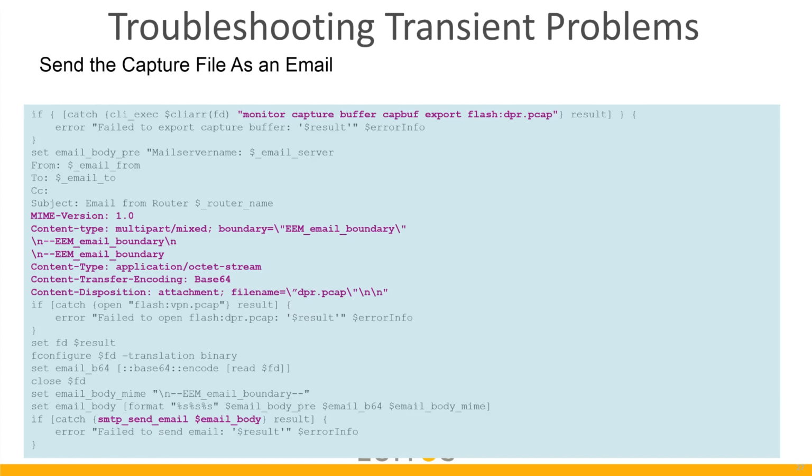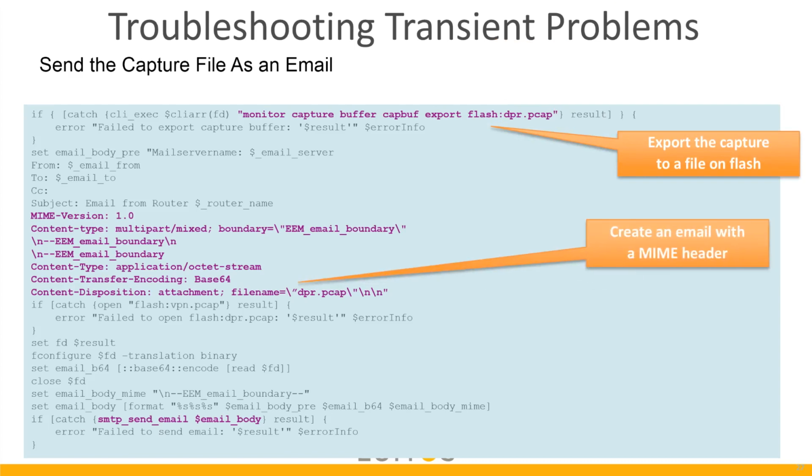Or you could even, just quite as easily, if it was a larger packet capture, upload it to TFTP or SFTP or SCP or really anything you want. You have a lot of flexibility here. Here we're just creating an email with a MIME header and sending the email.